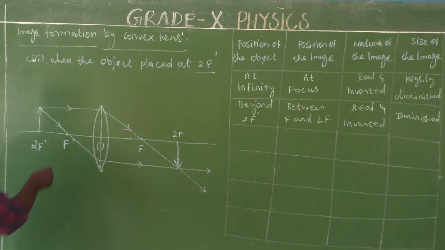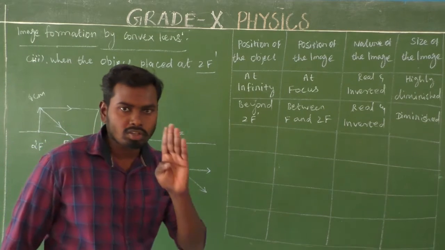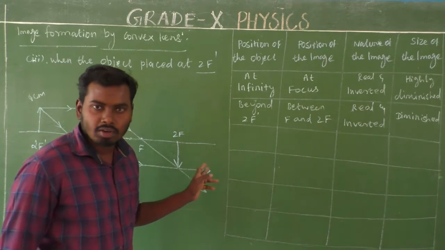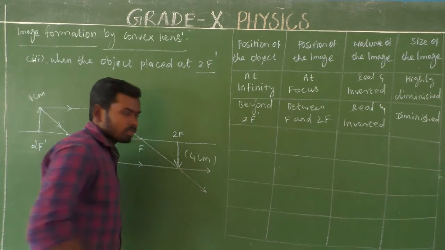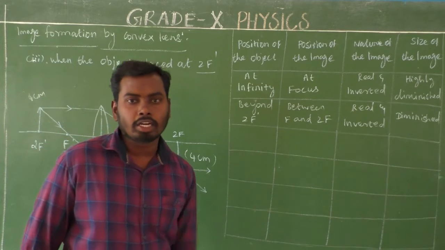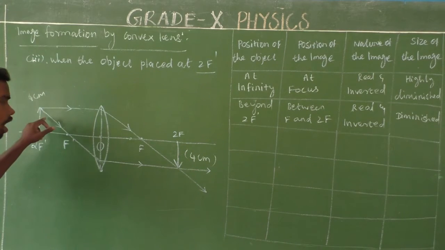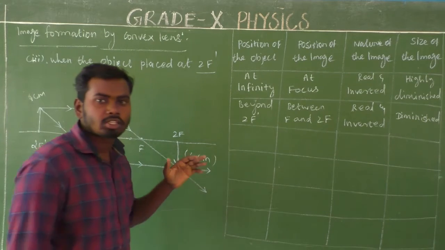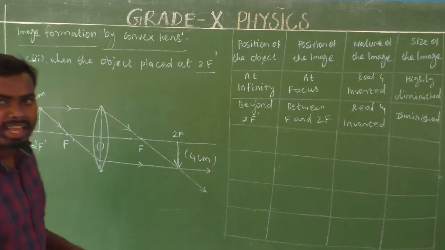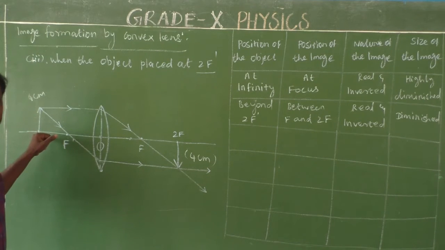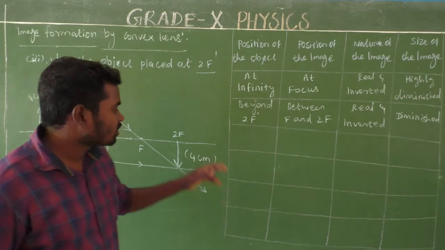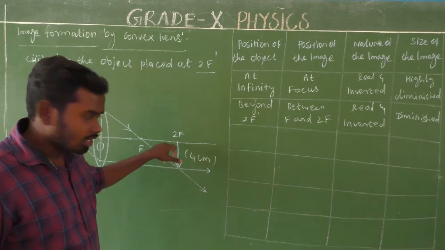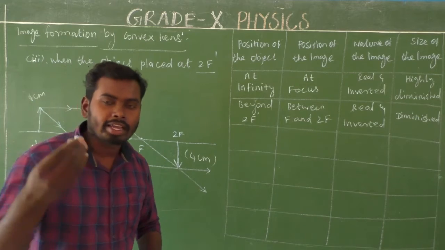So if the object size is 4 centimeter, what will be the size of the image? That will be 4 centimeter. The image size also will be 4 centimeter. Here, the object size as well as the image size will be the same when we place the object at 2F dash. So very, very simple. So nature of the image, what is that? This image is an inverted image. All inverted images are real images. Is it clear?